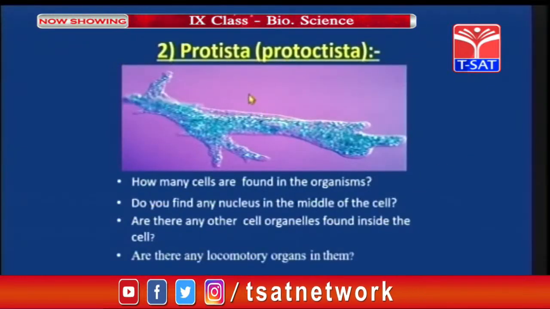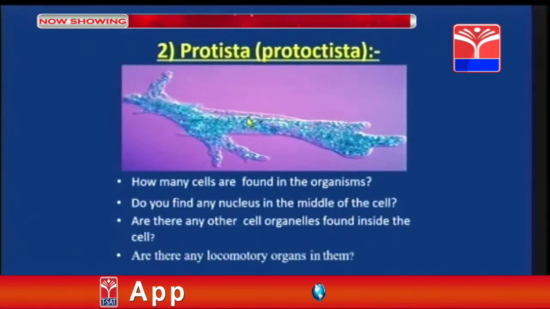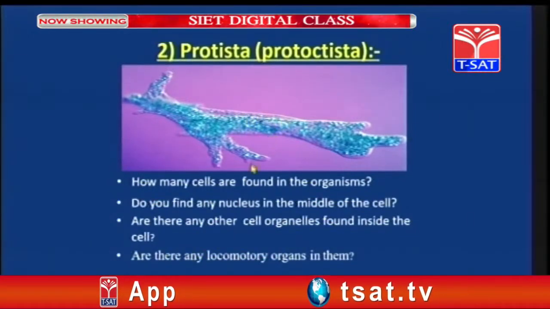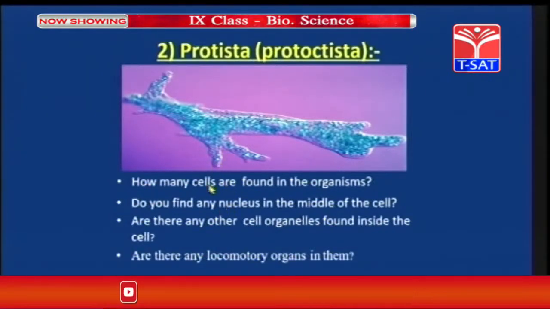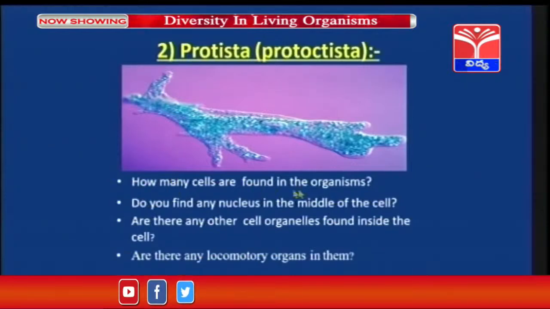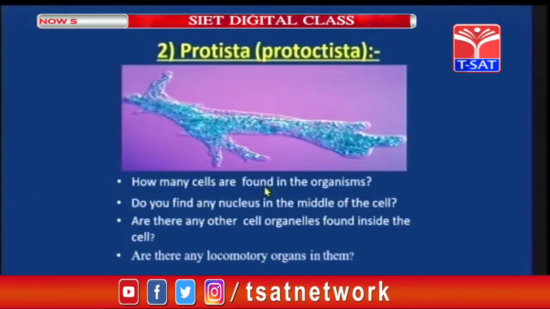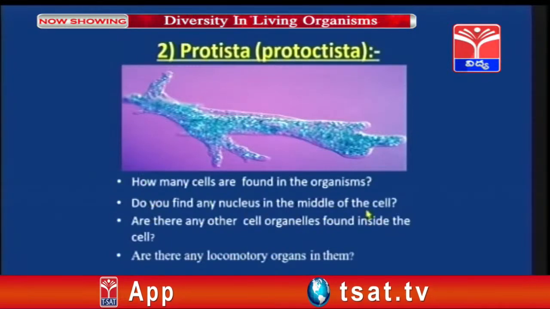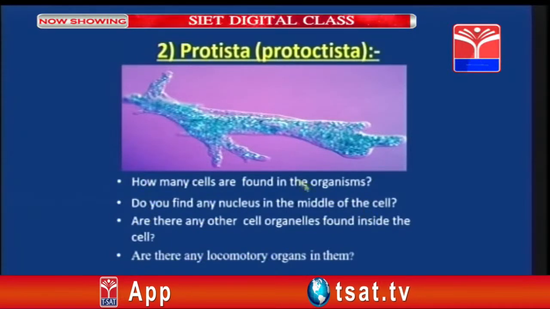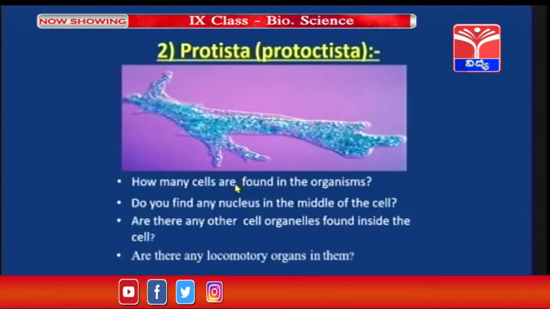Next, Protista, that is Protoctista. In this, the diagram which you are seeing is of the amoeba. And let us answer the questions. These questions are there in your textbook, children. So please write the answers. How many cells are found in the organism? In these organisms, unicellular organisms are present. Sometimes multicellular organisms are also present. Do you find any nucleus in the middle of the cell? Yes, children. Protista is more developed than Monera. That means nucleus is present.